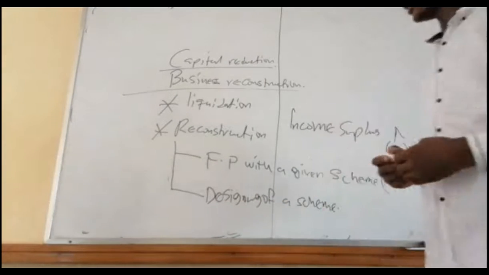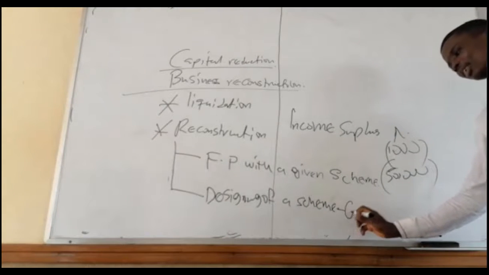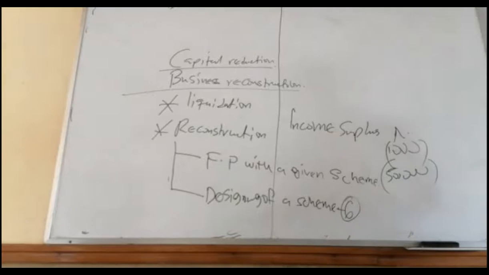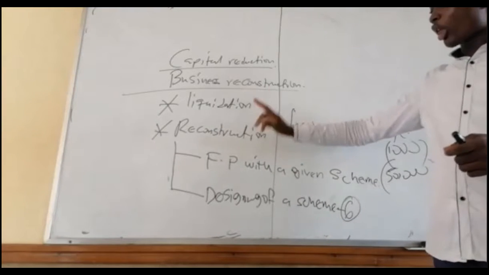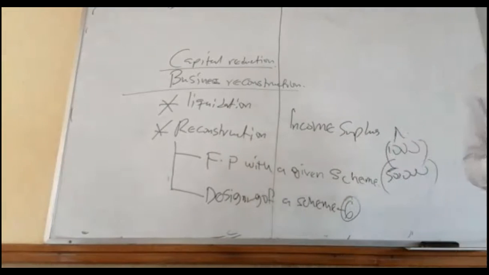So now we will ask you to design a scheme in which you have 6 standard steps in designing the scheme. Then you are done. So it means that we have to make sure that we have a fair idea about 3 things: liquidation, financial position when the scheme is given, and designing the scheme. If you're able to know these 3, that's all about your capital reduction.